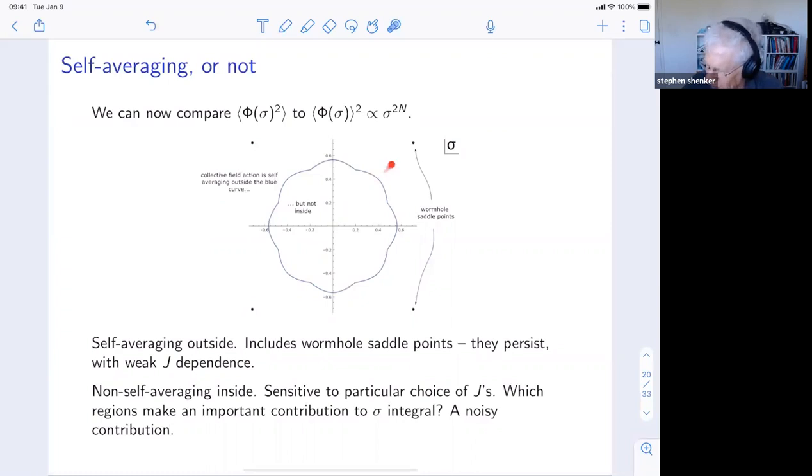So let's ask along this ray what's going on. Outside the scalloped region, these two things are about the same. The system is self-averaging. The value of j's don't matter. The wormhole saddle lies outside this region. Its value doesn't change much if you change the j's. Inside the scallop region, that part of the integral over sigma depends a lot on which j's you have. So therefore, this thing has to make a pretty big contribution if the fluctuations are avoided by the sigma.